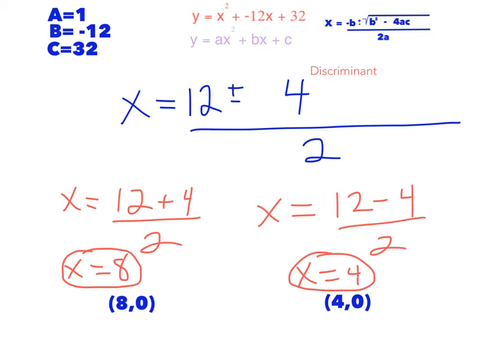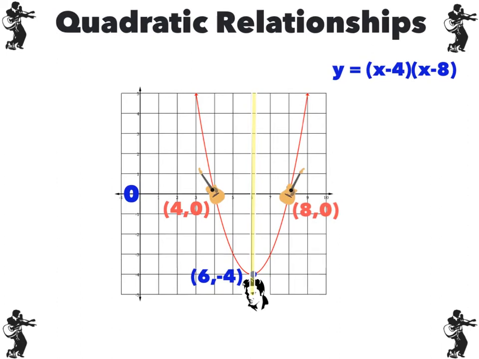So what does that mean? That means our x number is 8, so 8, 0 is an x-intercept, and the other x number is 4, so 4, 0 is the other x-intercept. And lo and behold, that's exactly what we found the first time with our x-intercepts with the factored form.